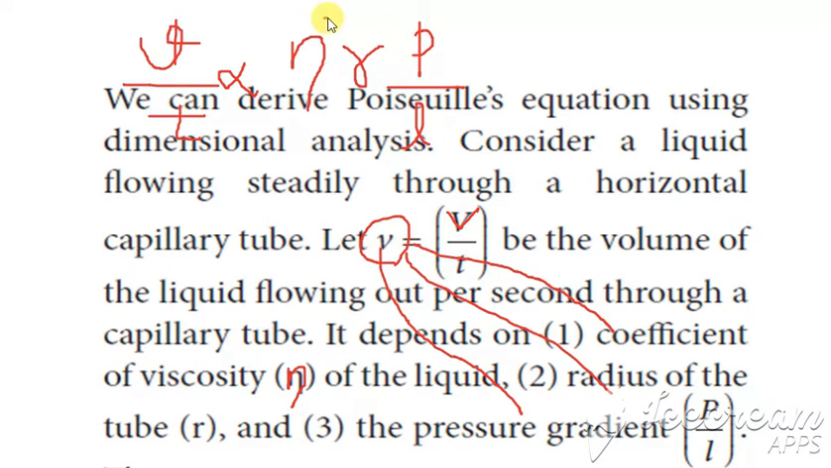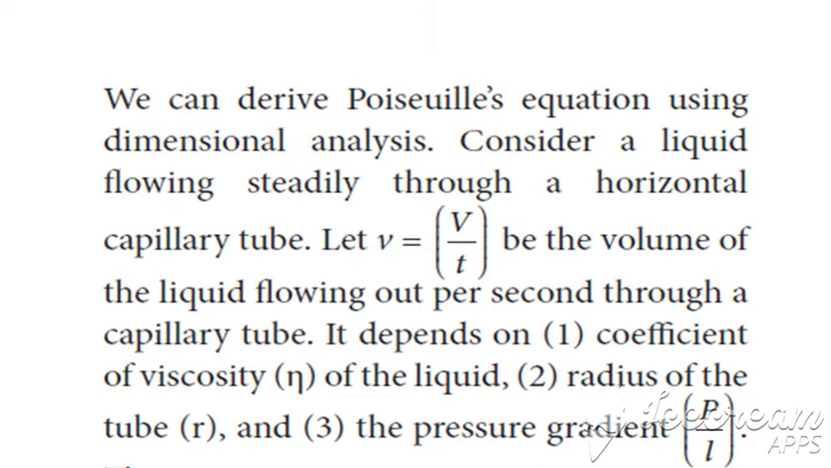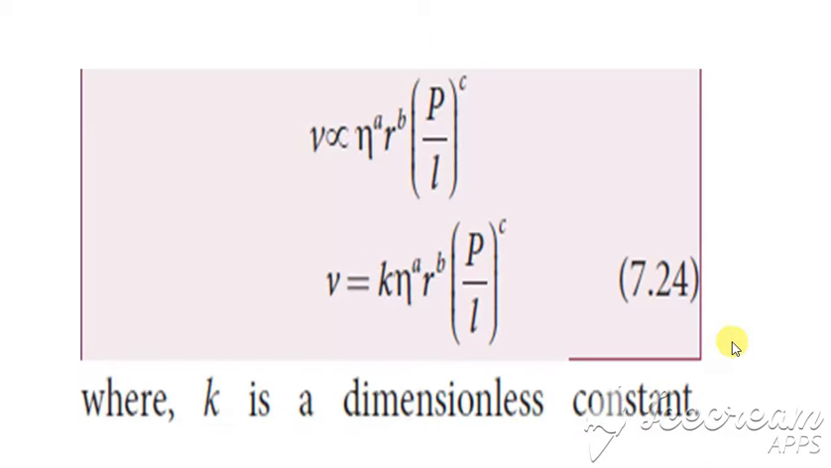So how will we write this? This is to the power of X, this to the power of Y, and this to the power of Z. The same equation we write here as V equal to eta power a, r power b, P by L power c. We can write either X, Y, Z or a, b, c; here it is written as a, b, c. To remove this proportionality, we introduce a constant k here.